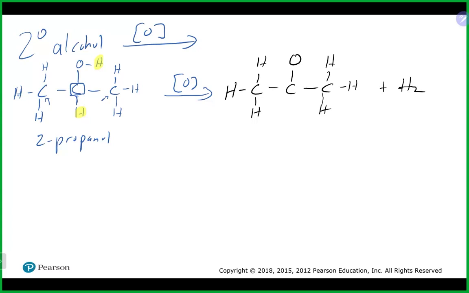And what should I do between the carbon and oxygen? I should put a double bond, right? To make sure everybody has the right number of bonds. By the way, this is usually not drawn a lot of times in organic chemistry.